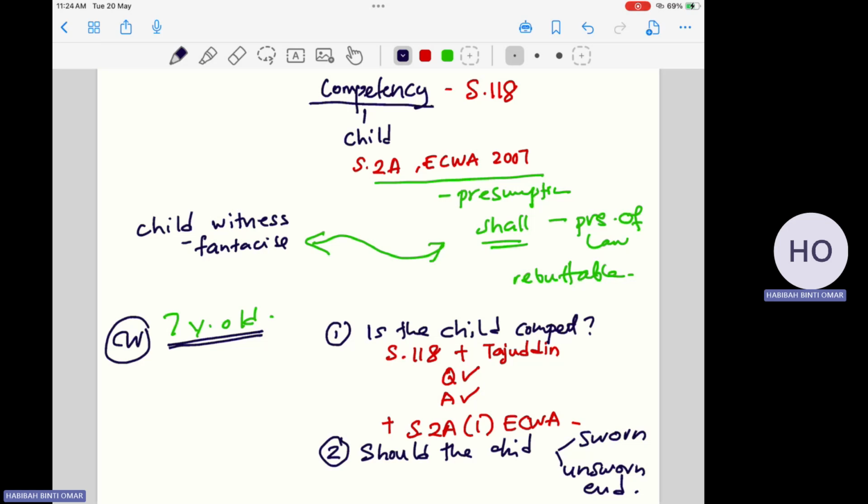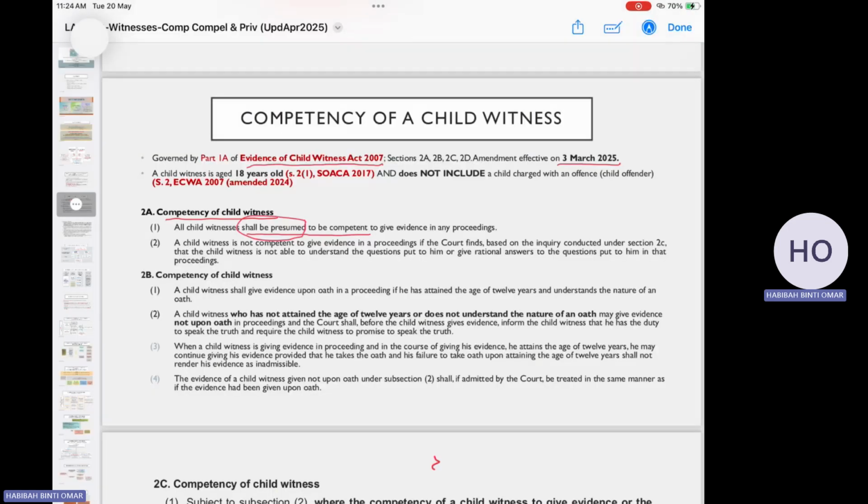So when you deal with evidence of a child, a child witness can give either sworn or unsworn evidence. Now, what does the law say about a child giving sworn and unsworn evidence? If you look at the section of the Evidence Act, if you read section 2A, subsection 2, this is actually the proposition to reflect that a child witness is not competent to give evidence in a proceeding if the court finds, based on an inquiry conducted, that the child is not able to understand the question put to them and give rational answers to those questions, so she is not competent.